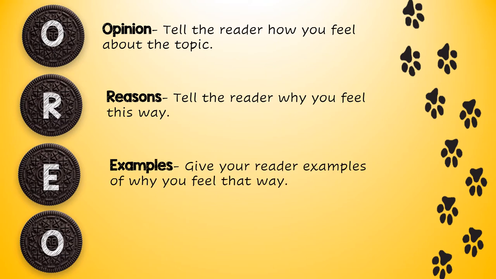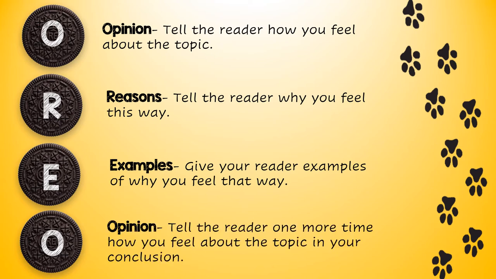E is for examples. This is to give the reader examples of why you feel. Remember, we're trying to persuade them to think like we think or to feel a way that we do. So not only do we have to give them a reason, we have to back it up with some examples. And lastly, we're going to finish off with our opinion again, to tell the reader one more time how you feel about a particular topic in your conclusion.